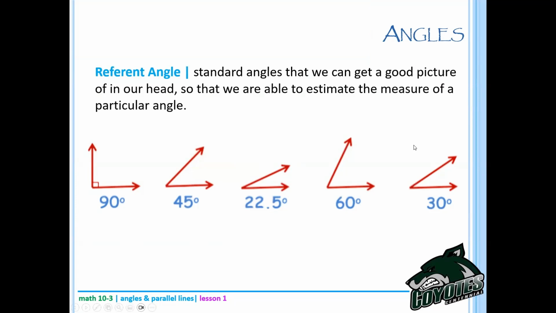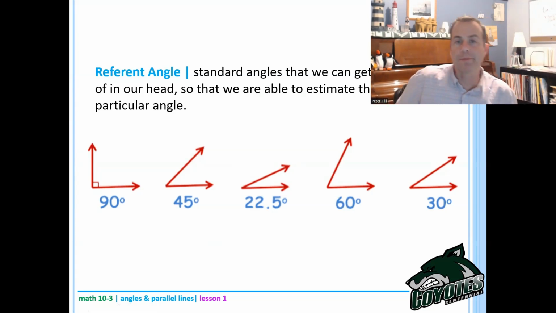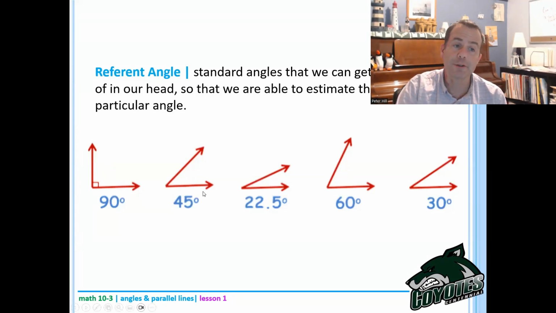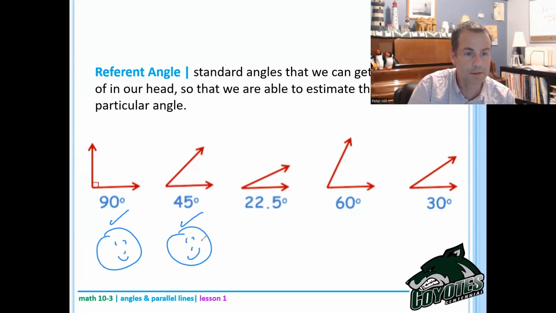The next thing we're going to talk about is a referent angle. Now, a referent angle refers to standard angles that we can kind of get a good picture of in our head so that we're able to estimate the measure of a particular angle. Okay, so these are kind of your main referent angles. The 90 I would want you pretty comfortable with. It's the edge of a piece of paper would form a 90-degree angle. 45 degrees would be halfway to the 90. So hopefully those ones we are going to feel really comfortable about, this guy and this guy. Okay, I'm going to put a smiley face on these guys. You should be very comfortable with those guys. Okay, I might put maybe a not sure face on that guy.